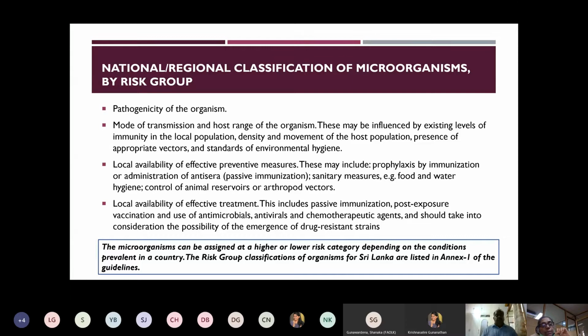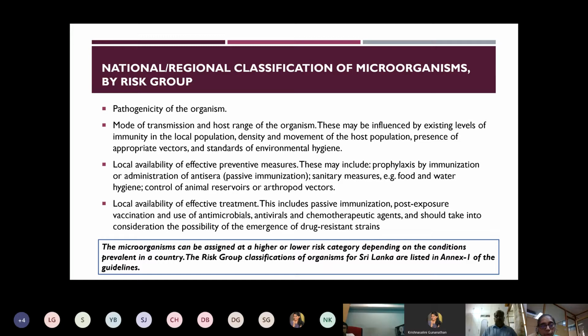The microorganisms can be assigned at a higher or a lower degree depending on the prevalence of that disease in the country. So the risk group classification of organisms for Sri Lanka has also been done, and we have kept that. We haven't done it, it was already done, and so that has been included as Annex 1 to the guidelines, and that is something which should be followed.